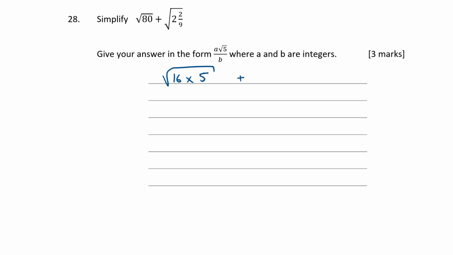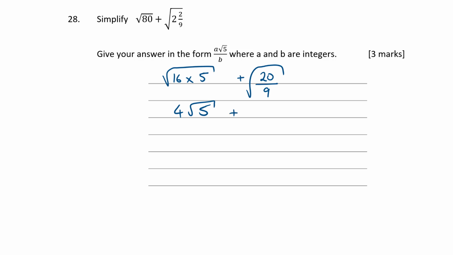And I've got plus 2 and 2/9. So that's a mixed number, isn't it? What's that as a top heavy fraction? 2 times 9 is 18, plus 2 is 20. So that is the same thing as 20 over 9, all square rooted. Okay. So that first one, root 16 times 5, I can break that up into two different roots. The root of 16 times the root of 5. The root of 16 is 4, so that is 4 root 5.